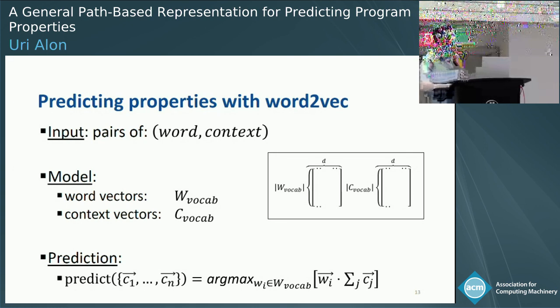Now for prediction, we've used the following simple algorithm. Given a set of context, we looked up their vectors, summed their context vectors, and looked up the word that is most similar in terms of cosine similarity with the summed context vector. So I'll repeat that. Given a set of context, we looked up their vectors, we summed those context vectors, and then computed the cosine similarity between every word vector in the dictionary and the vector of the summed context. And then returned the word that maximized this cosine similarity.